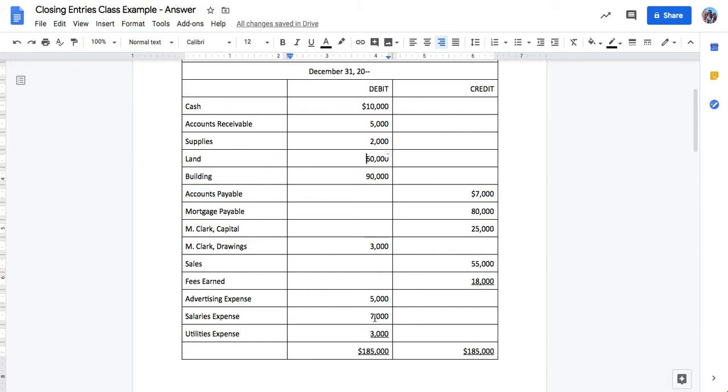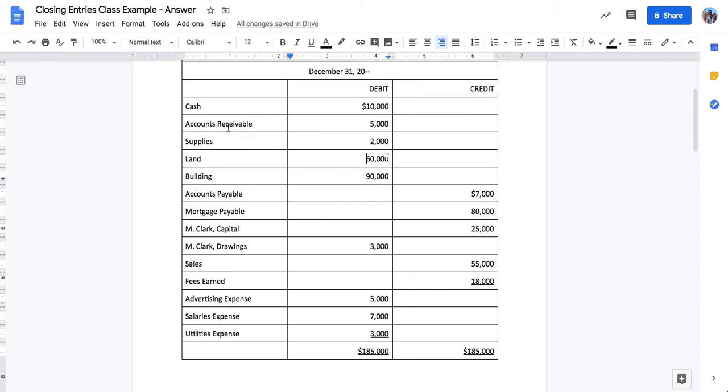So we know also, as I said earlier, that in the new year, we're still going to have assets because they don't disappear overnight. So we don't lose our supplies, for example. Our land doesn't magically go away. We still owe money to people, so our accounts payable and our mortgage will still be there, and the owner has still invested money in the business.